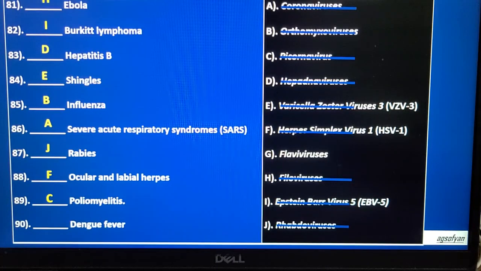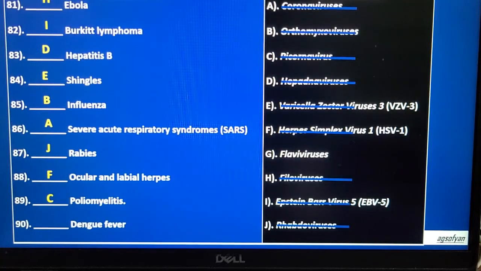And the last one should be dengue fever, which is caused by flaviviruses. Flaviviruses is also the one that causes Zika infection or disease. And flavivirus is also the one that causes hepatitis C, the hepatitis C virus. So the answer will be flaviviruses, which is G, and we cross off G.